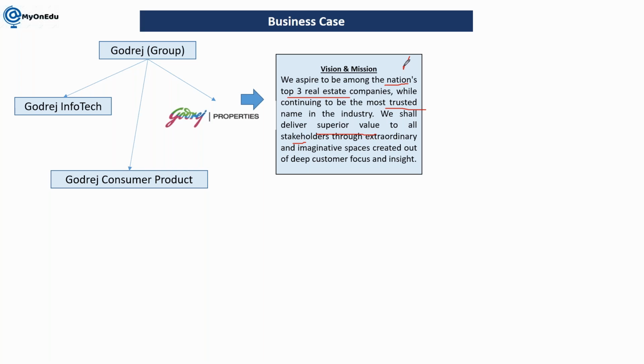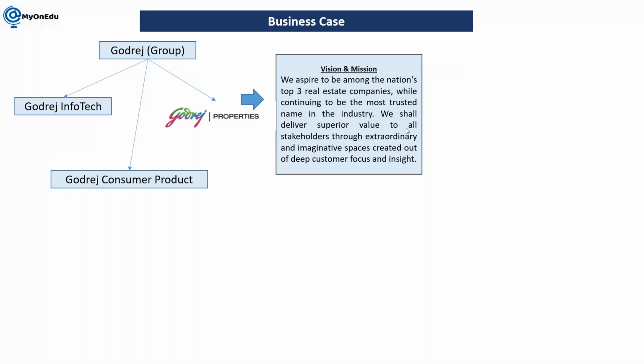To come into the top three in real estate, it is obvious they have to provide all the satisfaction to their customers. They want to be trusted, and then deliver superior value. Trusted means the relationship between them and the customer has to be very strong, and to deliver superior value, the quality has to be the best. So this is their vision and mission.